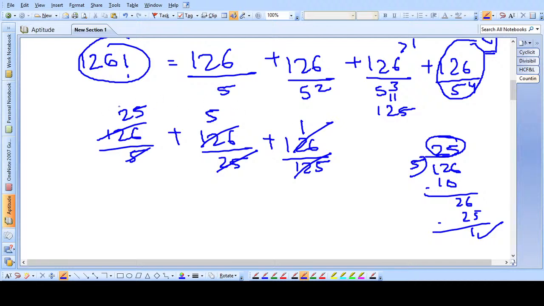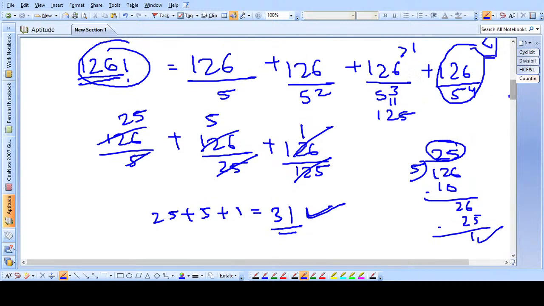Now take these values: 25 plus 5 plus 1. Add them all, this is 31. So in 126 factorial, there are 31 zeros. That's it, a very simple trick.